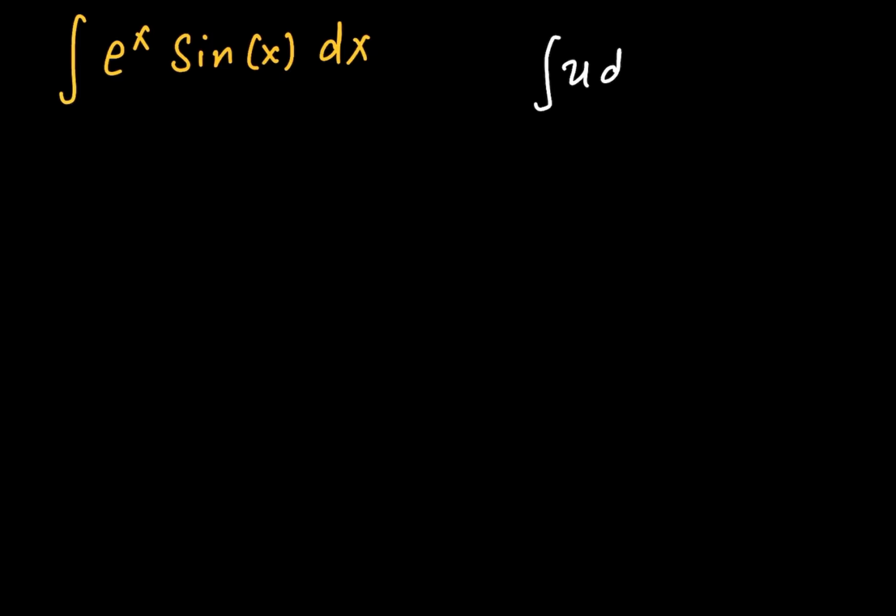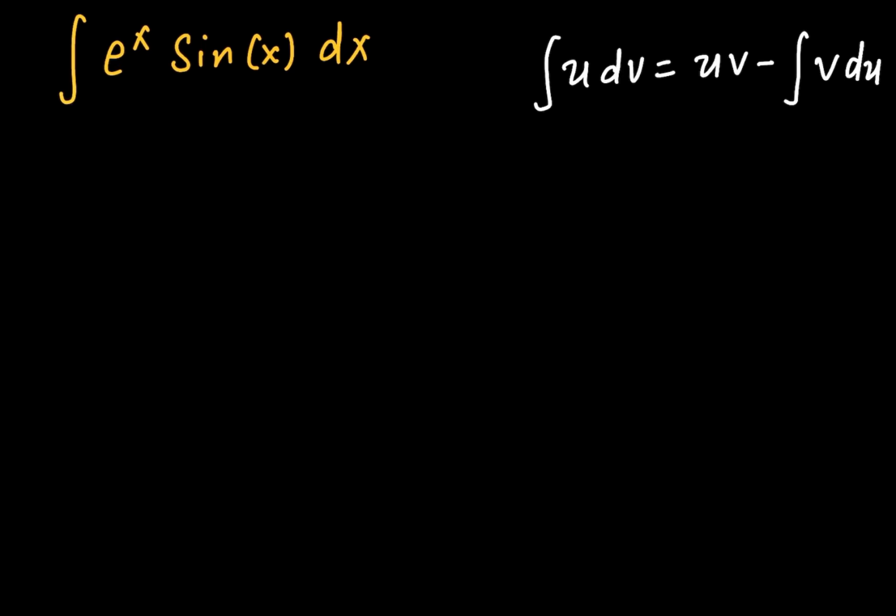Today we will be solving an integral problem of e to the power x sin x dx. Now to solve this problem, we will be using an important property which is integration by parts. What is integration by parts? If we have two quantities u and v, then the integral of u dv is equal to u times v minus the integral of v du.